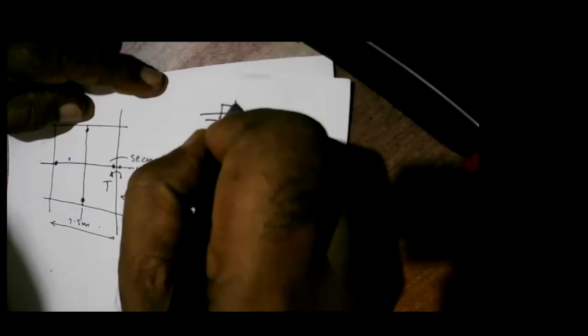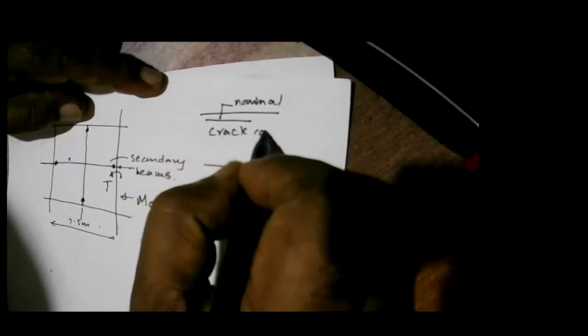And we know that beams are not very good in carrying torsion. Because of that reason, we do the detailing with nominal reinforcement at the top, nominal or crack controlling reinforcement only, and we analyze the secondary beam as simply supported.